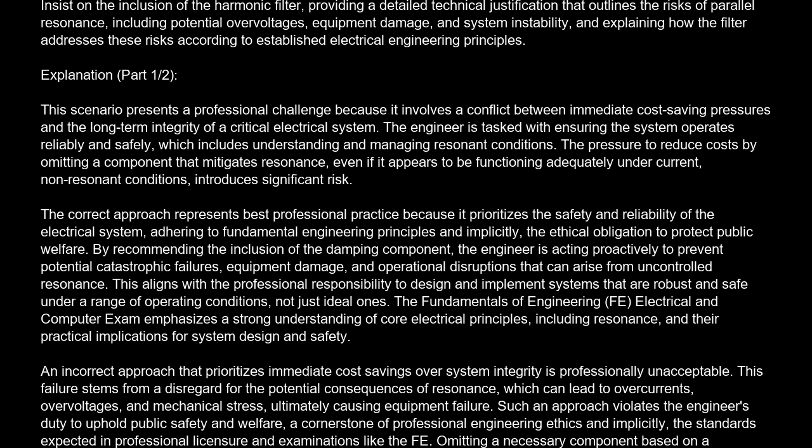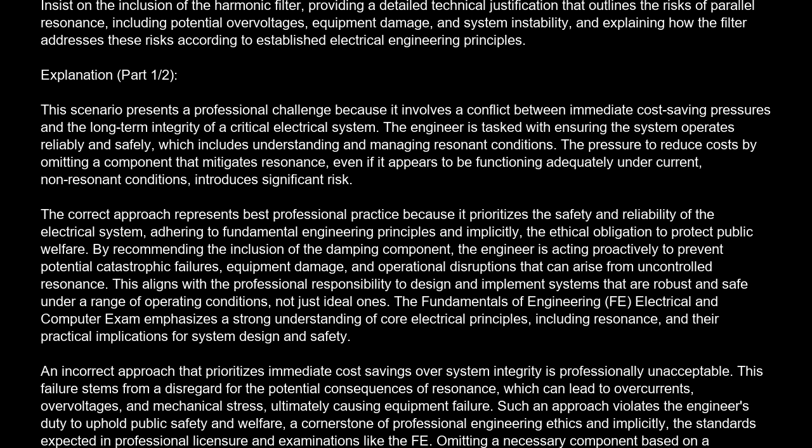Explanation: this scenario presents a professional challenge because it involves a conflict between immediate cost-saving pressures and the long-term integrity of a critical electrical system. The engineer is tasked with ensuring the system operates reliably and safely, which includes understanding and managing resonant conditions. The pressure to reduce costs by omitting a component that mitigates resonance, even if it appears to be functioning adequately under current, non-resonant conditions, introduces significant risk.